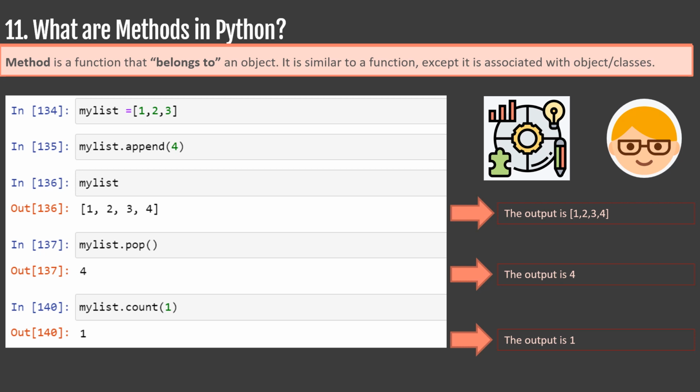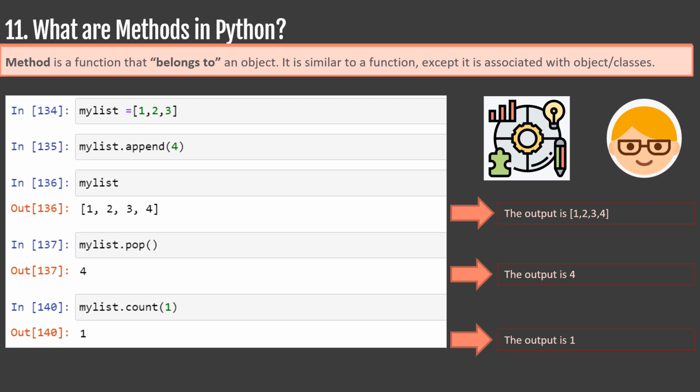Question number 11. What are methods in Python? A method is a function that belongs to an object. It is similar to a function except it is associated with objects or classes. The purpose of methods is to set or get details about instances or objects, and that is why they are known as instance methods as well.